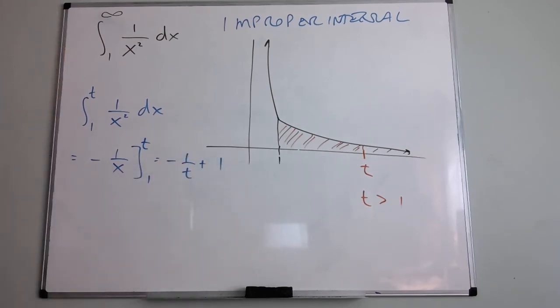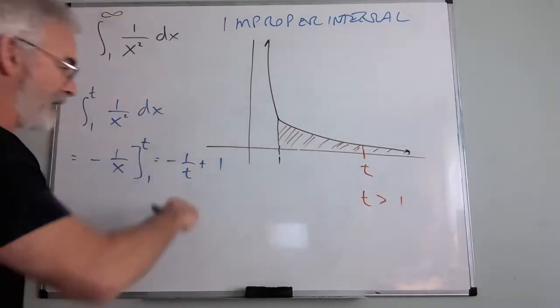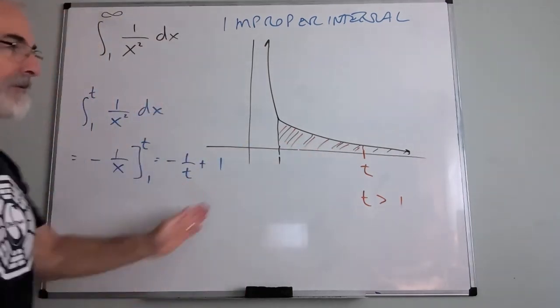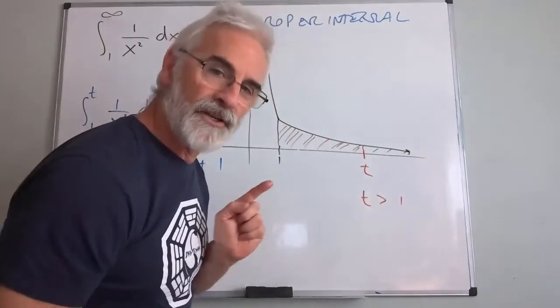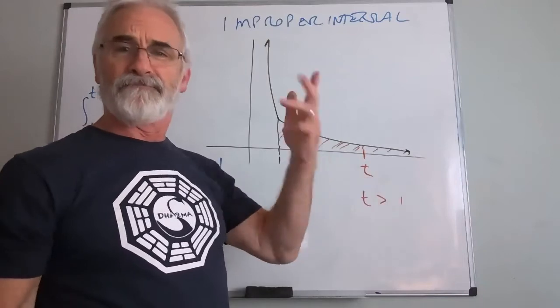Great. That's it. The answer to this question for any value of t that is greater than 1, that area is going to be this. Now, I'm going to let t get bigger and bigger and bigger. In fact, I'm going to let t go in that direction. How about, I don't know, forever?